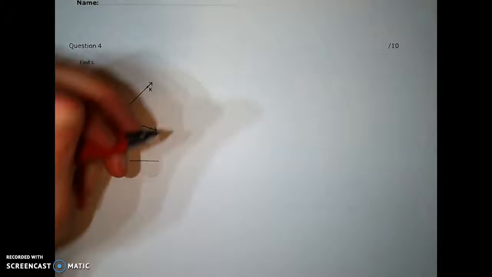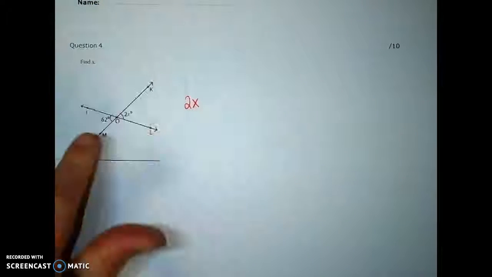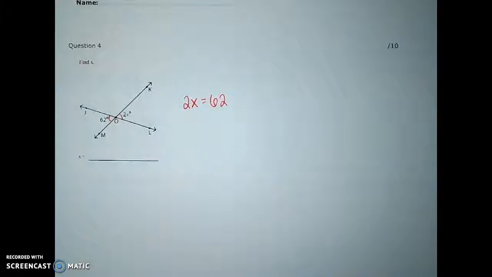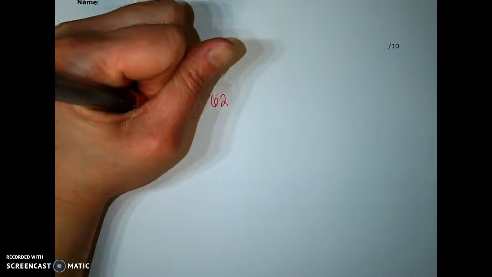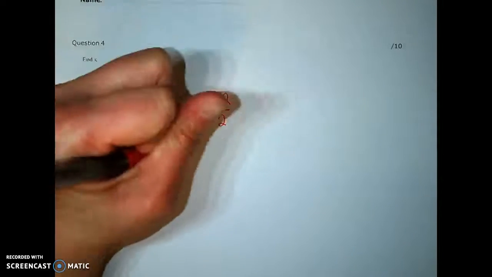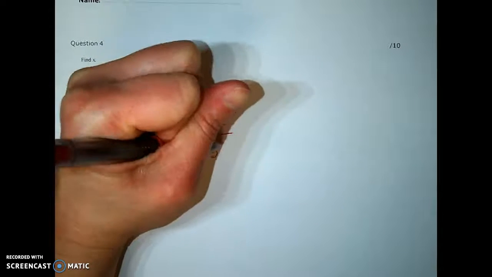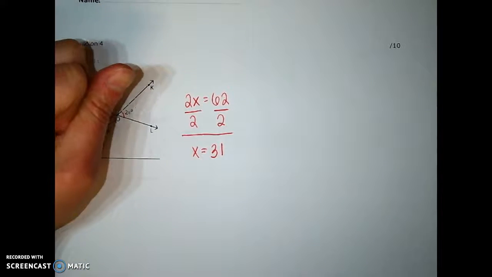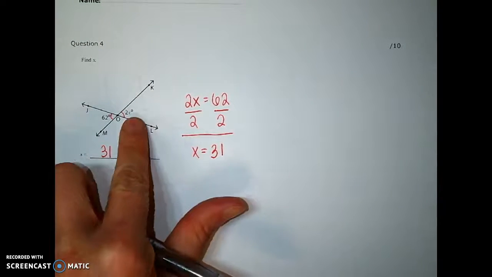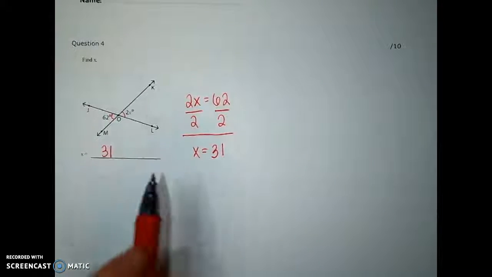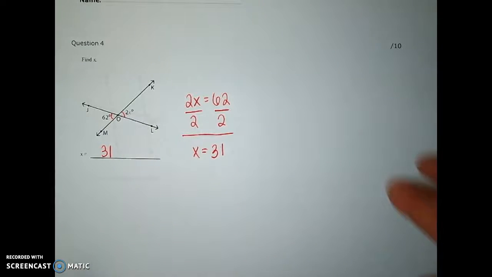So if one of the angles is 2x and the other one is 62, I can write this as the equation 2x equals 62. Now this is a simple one-step equation. To get x by itself, I divide both sides by 2, and that's going to give me x equals 62 divided by 2, 31. So x is going to be 31. And in this case, that does make sense because 2 times 31 would give me 62, and that would make both the angles equal to each other.